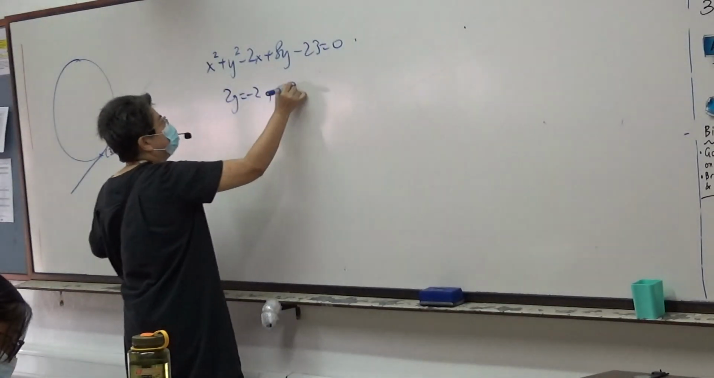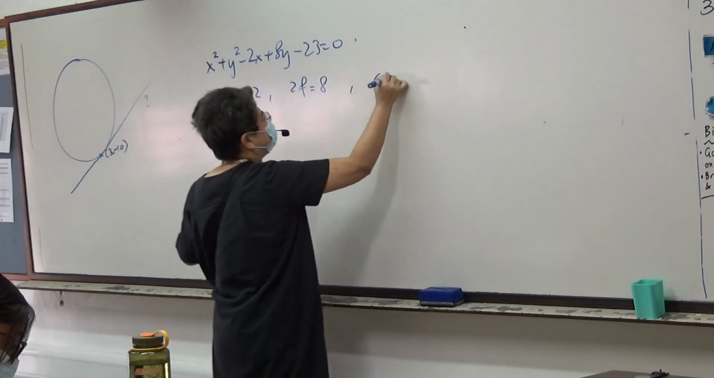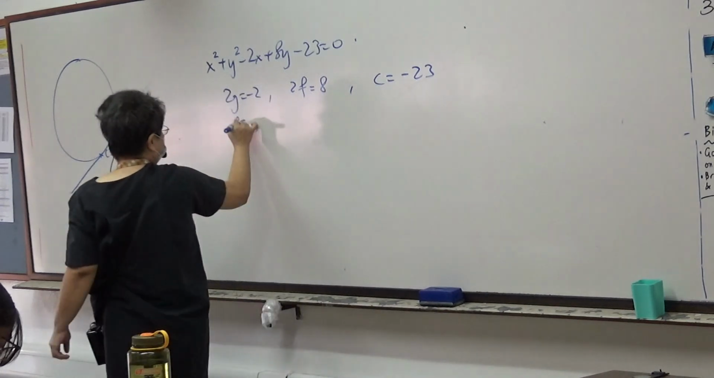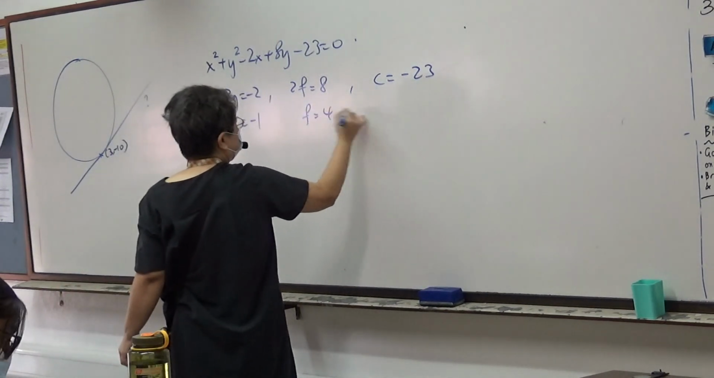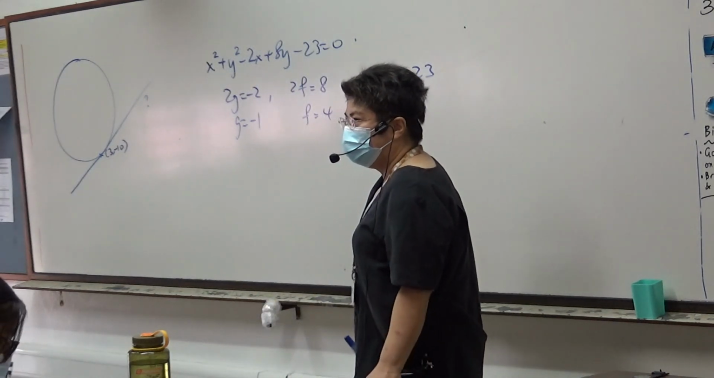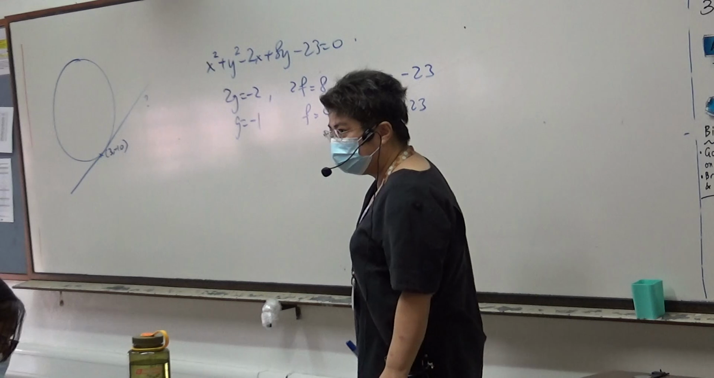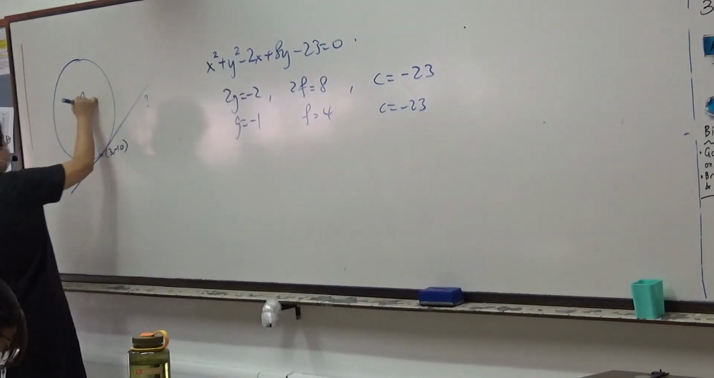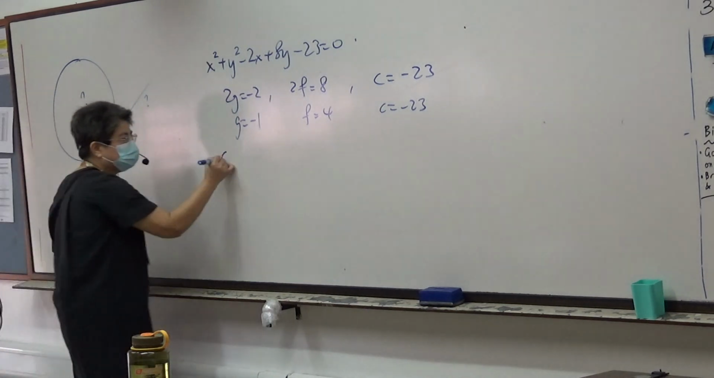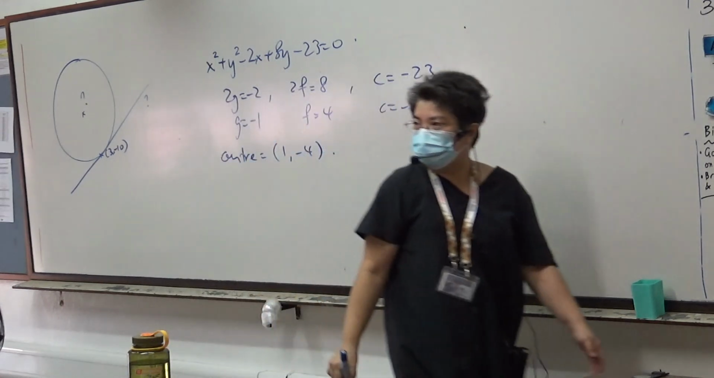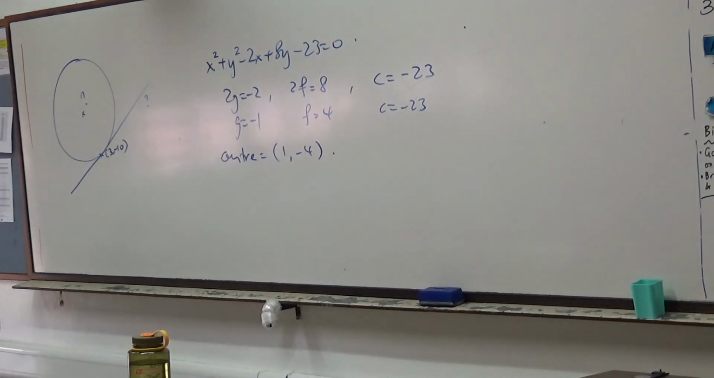2G is minus 2. 2F is 8. C is negative 23. Am I right? So, G is negative 1. F is 4. C is negative 23. Agree class? What am I finding here? I'm trying to find the center here, right? Correct. So what's the center of the circle? (1, -4). Agree? The center of the circle is (1, -4).